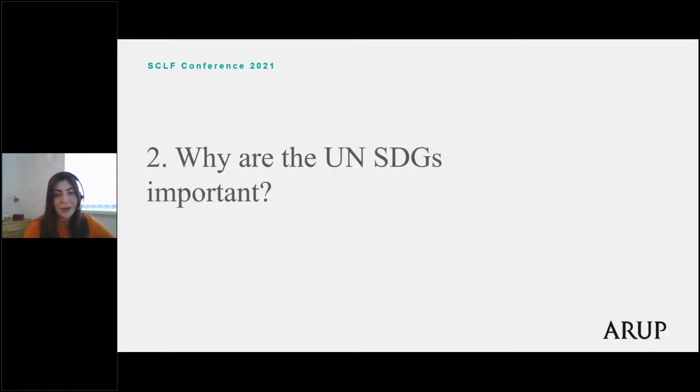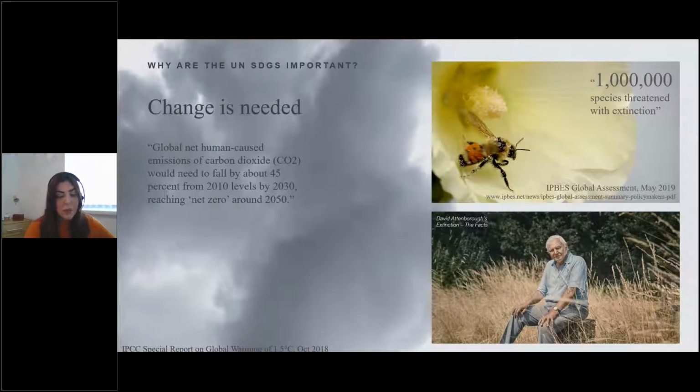So why are the UN SDGs important? Change is needed. We're at a defining moment in time. To limit our rising temperatures to an increase of 1.5 degrees Celsius will require rapid, far-reaching and unprecedented change in all aspects of society. Global net human-caused emissions of carbon dioxide would need to fall by 45% from 2010 levels by 2030, reaching net zero at around 2050.